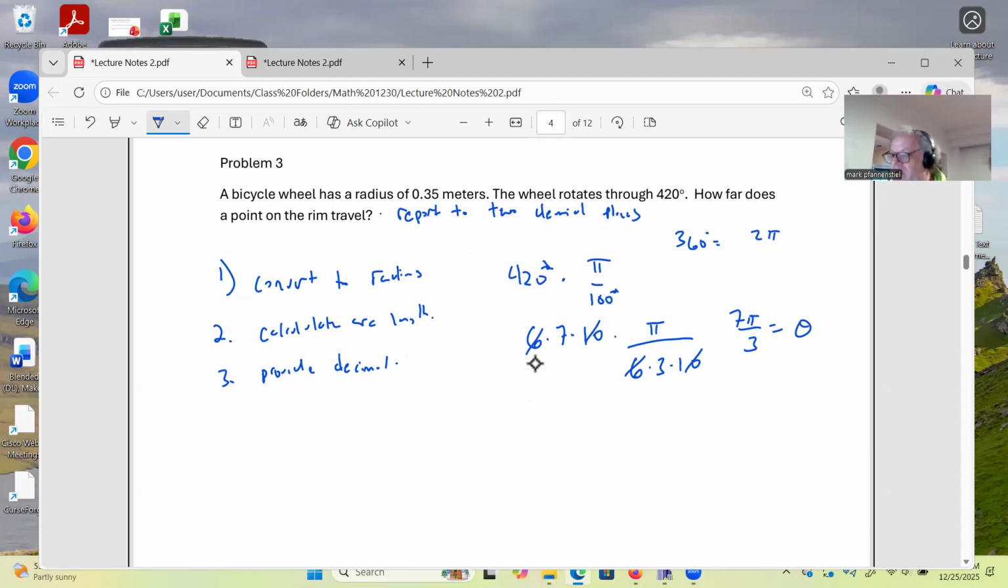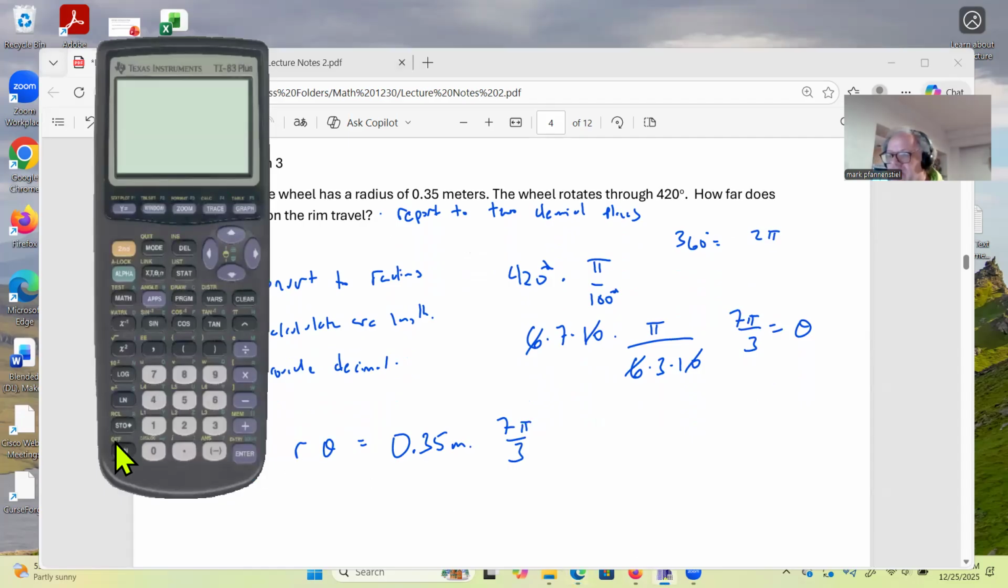All right. So now we want to figure out our arc length. So S is equal to R theta. Our R is 0.35 meters. And we're going to multiply this by 7 pi over 3. I'm going to get out my calculator here. Let's see if we can do this, and then we'll write this thing down.